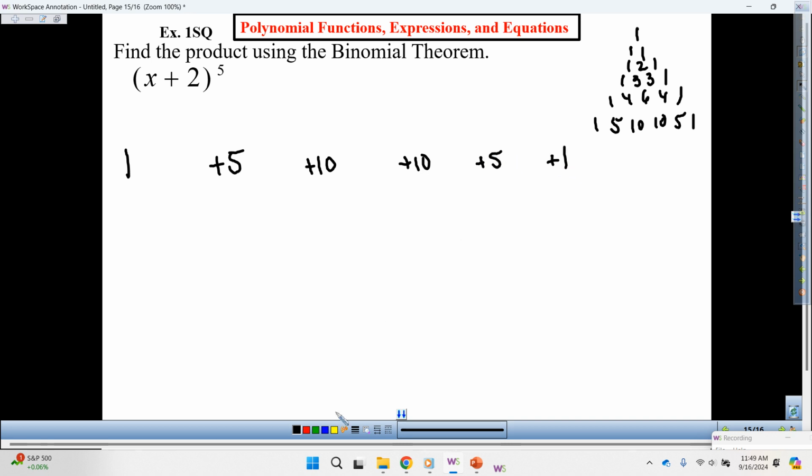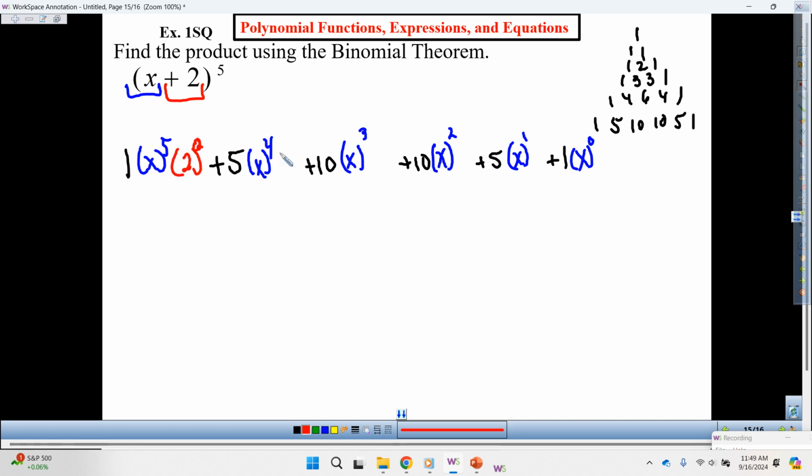Then what do I do, Edwin? X to the 5th, x to the 4th, x to the 3rd, x to the 2nd, x to the 1st, x to the 0. And then 2 to the 0, 2 to the 1, 2 squared, 2 to the 3rd, 4th, and 2 to the 5th. All right. And multiply these out.